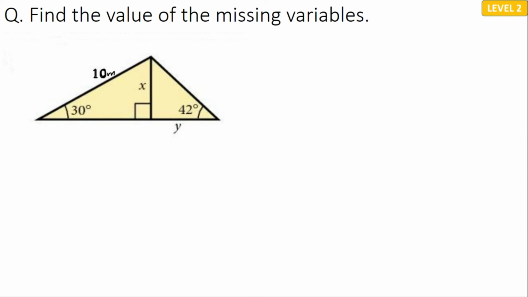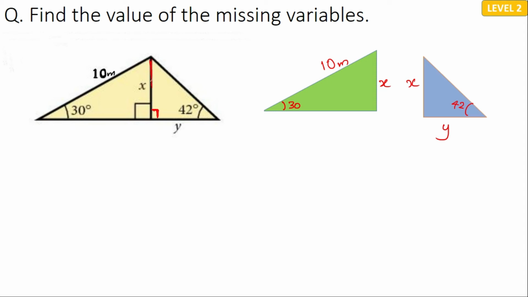Now let's increase the difficulty level. Find the value of the missing variables. You have x and y given in the figure, for which you have to find the values. You can see two right triangles here. So we can start from the first one, or those who find it confusing to do it from this figure, you can just split the triangles into two and then start. Now for both the triangles you have x meter, which is the common side.